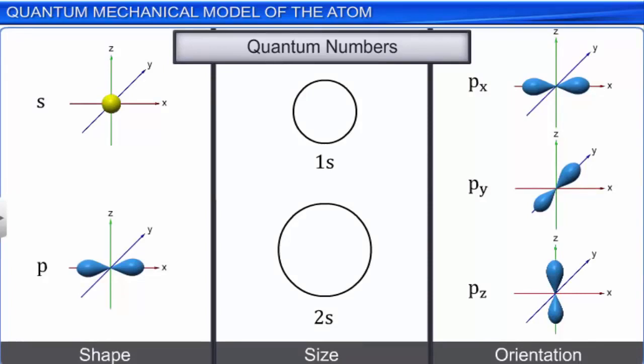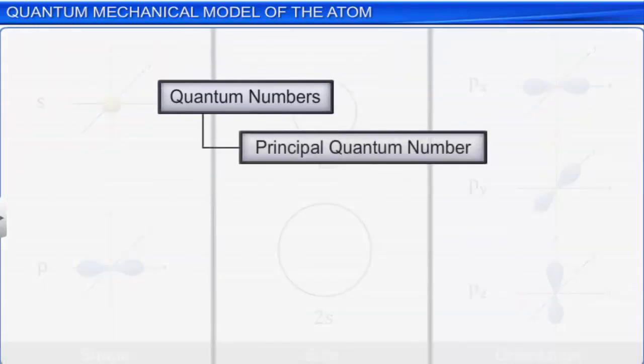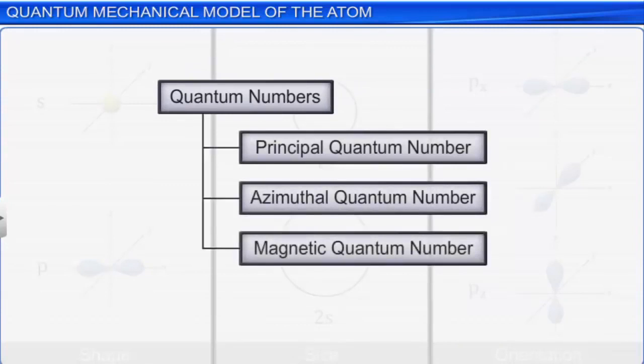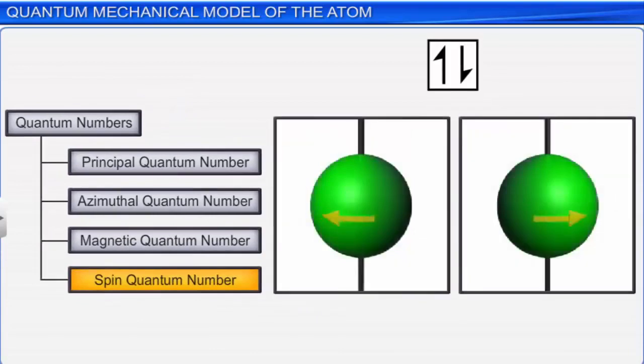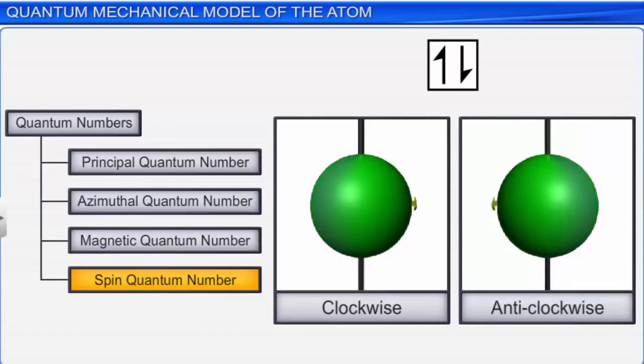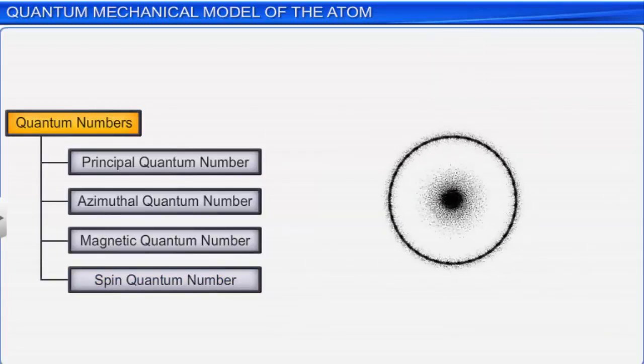Such orbitals are again distinguished by 3 quantum numbers, which are, again, the principal quantum number, the azimuthal quantum number, and the magnetic quantum number. A 4th quantum number, called the spin quantum number, was also introduced later to represent the spin of the electron about its axis. Spin quantum number is characteristic for an electron. Therefore, quantum numbers can be defined as a set of 4 numbers that provide the complete information about the electrons in an atom. Let's understand these quantum numbers in detail.